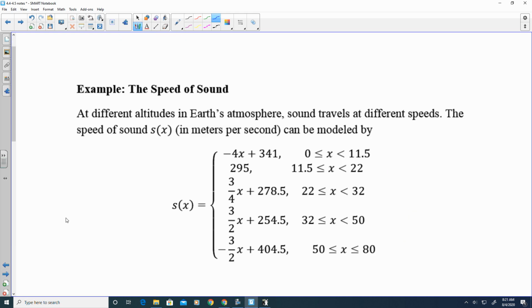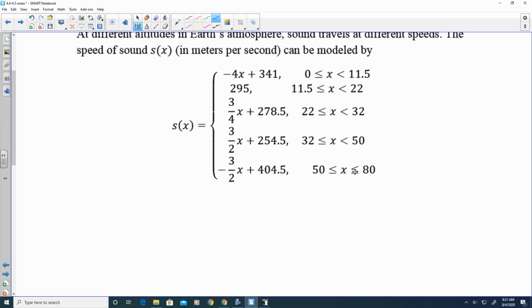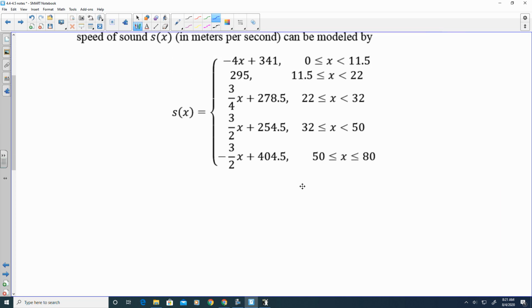All right, next we have a piecewise function that represents the different altitudes of the Earth's atmosphere and the different speeds at which sound travels at those atmospheres. So each one is represented by a piece of the piecewise function and then described in terms of x, where those functions apply, where x is altitude.